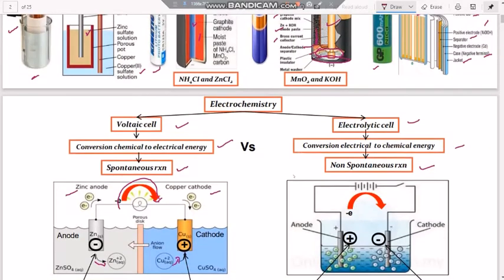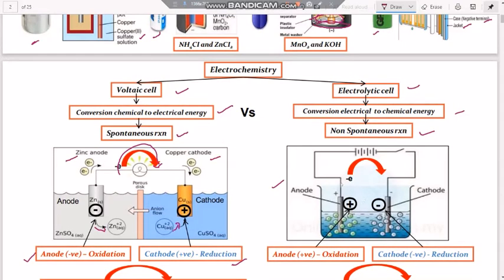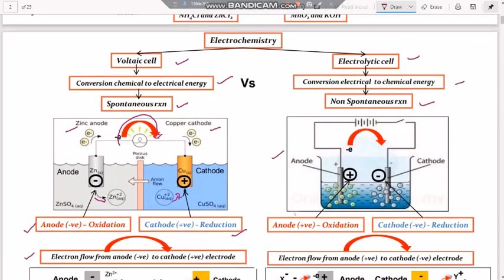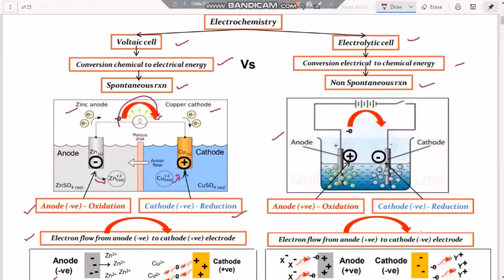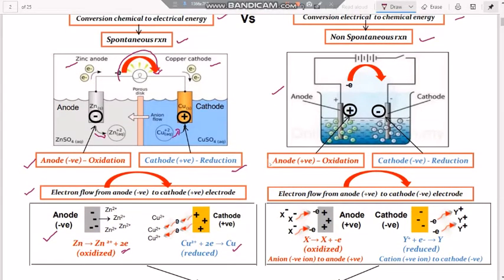Let us see what the non-spontaneous electrolytic cell reaction is. Here there is a picture. We have an electrolyte. In this electrolyte, there is anode and cathode reaction. Oxidation takes place at the anode, but the anode is positive in the case of this electrolytic cell, whereas in the voltaic cell the anode is negative. The cathode is negative in the electrolytic cell, whereas in the voltaic cell the cathode is positive. Electron flow from anode to cathode, here also the same thing takes place, and you can observe this movement of electrons.